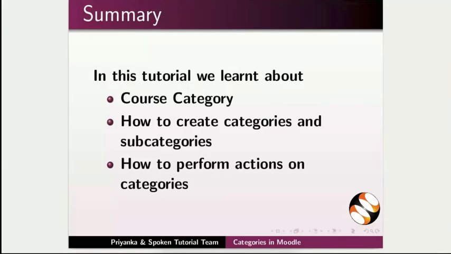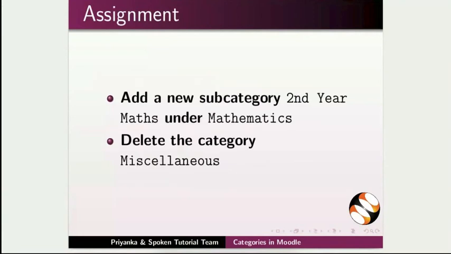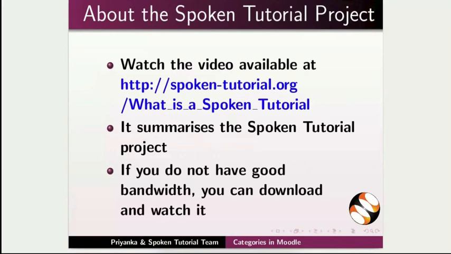Let us summarize. In this tutorial, we learnt about course category, how to create categories and subcategories, how to perform actions on categories. Here is an assignment for you. Add a new subcategory, second year maths, under mathematics. Delete the category miscellaneous.